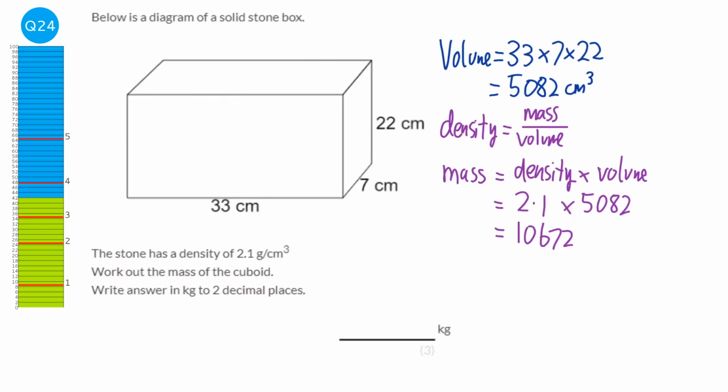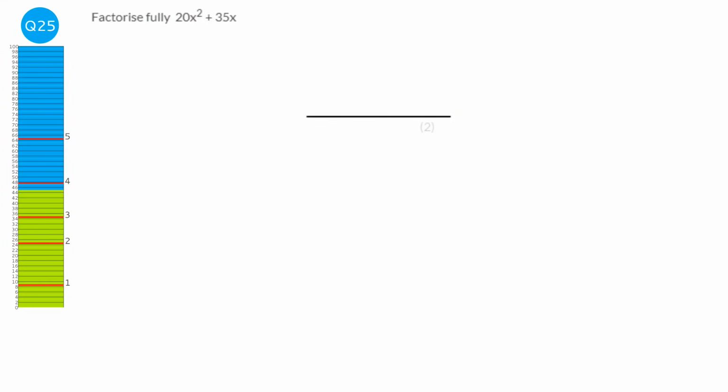And then that will give us grams, because our density is in grams, but the question is asking for kilograms. So to convert that to kilograms, we just divide by 1,000 and we get 10.672. Then we need to round that to 2 decimal places, and so that would be 10.67 kilograms.